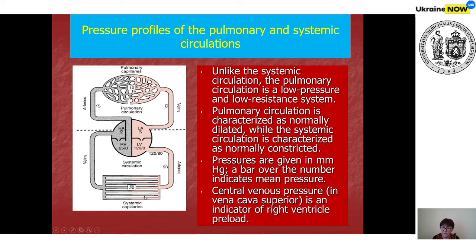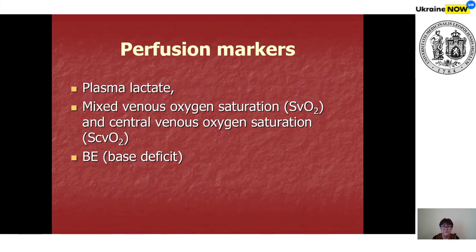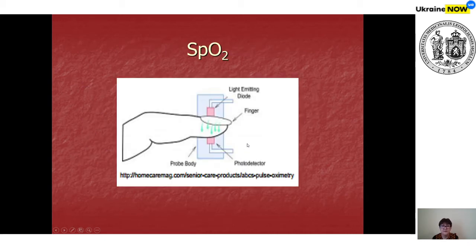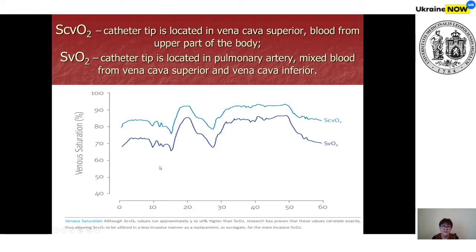Central venous pressure in the vena cava superior is an indicator of right ventricle preload. Perfusion markers: plasma lactate level, mixed venous oxygen saturation or central venous oxygen saturation, and base deficit. SpO2 detects the saturation of hemoglobin in peripheral blood with oxygen. Placing the tip of a catheter in the vena cava superior or in the pulmonary artery, we can detect venous saturation.